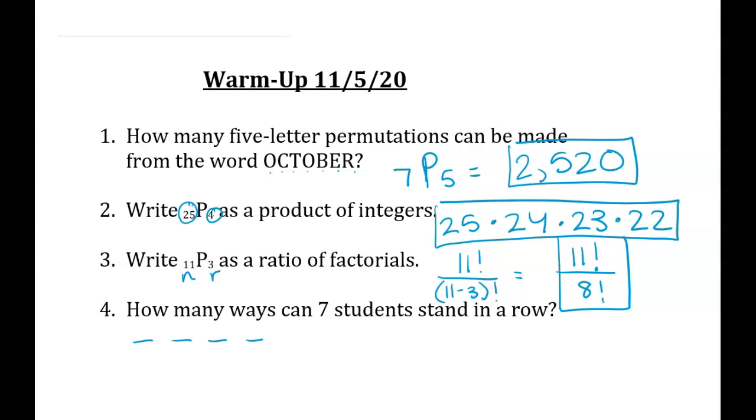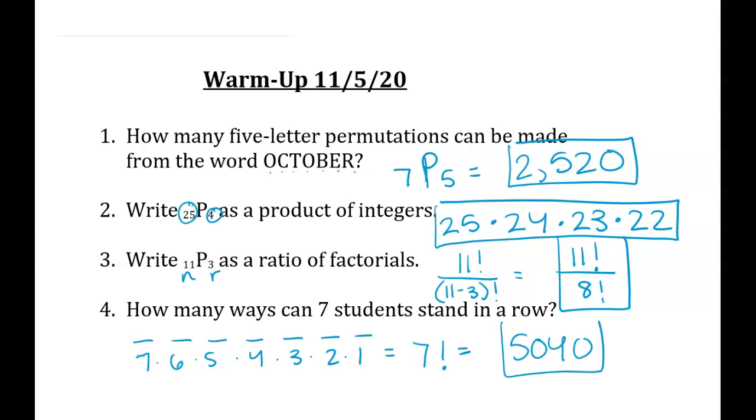How many ways can 7 students stand in a row? 1, 2, 3, 4, 5, 6, 7. For our first student, you have 7 options. Then you have 6, and so on. Down to the last person, there's only 1 option. This is the same as 7 factorial. And if you put this in your calculator, either way, you get 5,040 ways 7 students can stand in a row, which seems a little crazy, right? Seems like a lot.